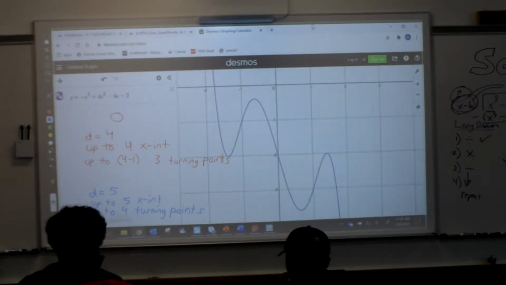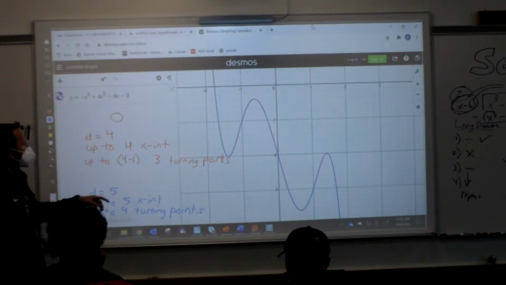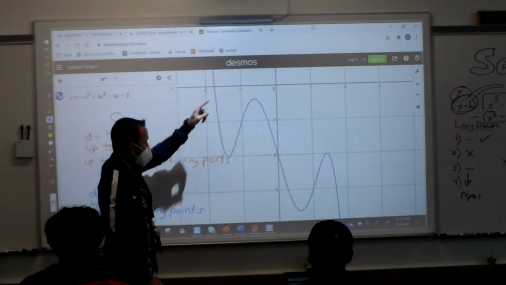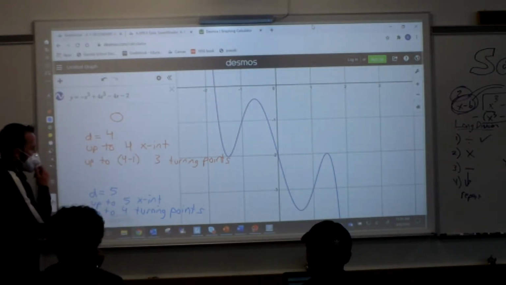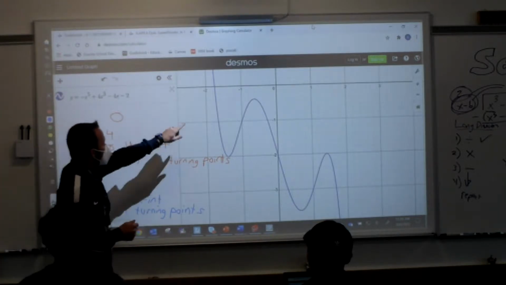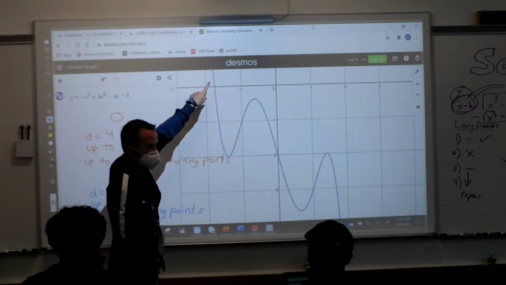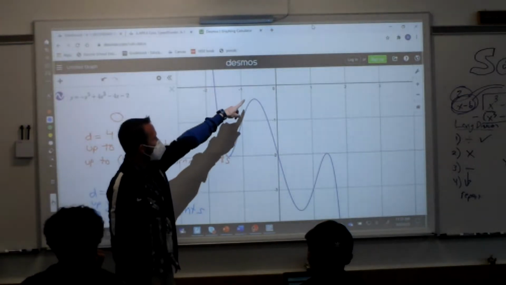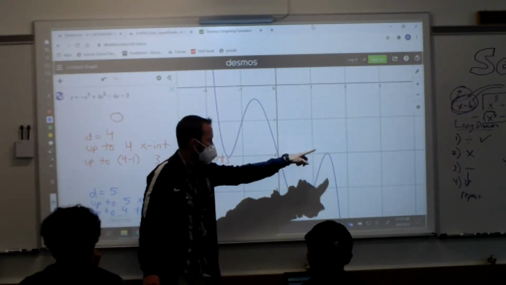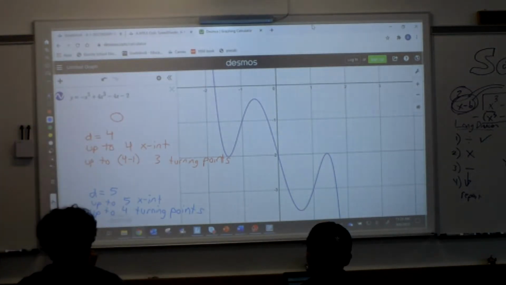How many x-intercepts do we see here? Just the one, right? Well, we can have less than 5, we just can't have more than 5. Okay, so we've got one x-intercept, but how many changes of direction do we have? 1, 2, 3, 4. Isn't that what we said it would have?